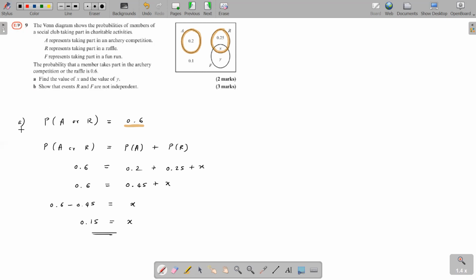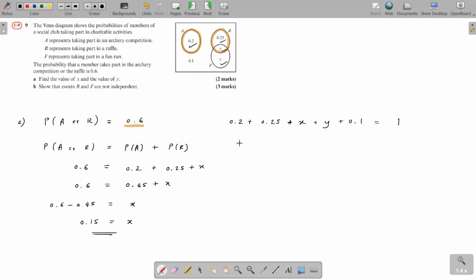And then how do we find the value of Y? Obviously by considering the whole thing. The total probability must add up to 1. So 0.2, you cover this part, 0.25, you cover this part, plus X plus Y, that's this part, and outside you have 0.1. This is equal to the total probability 1. Can you see? I have covered every single part in the Venn diagram. Everything adds up to 1.